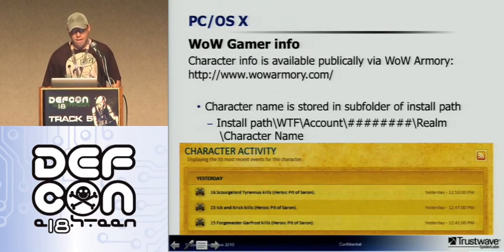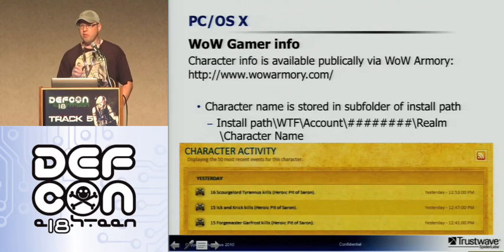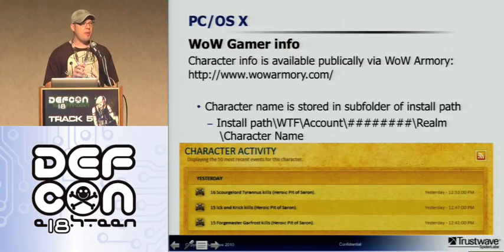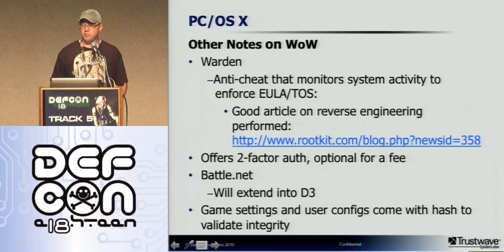WoW gamer information. Again, WoW Armory. This is another public venue for you to gather information as to what this user's doing. In the install path, it's going to have the account name, the character name. So you can go to wowarmory.com and search that name, and you're going to see this general character activity. You're going to see what achievements they just got, what time they got them. It's all there. It's all publicly accessible, very much like Steam. So if you need to corroborate evidence and timelines, it's all there.